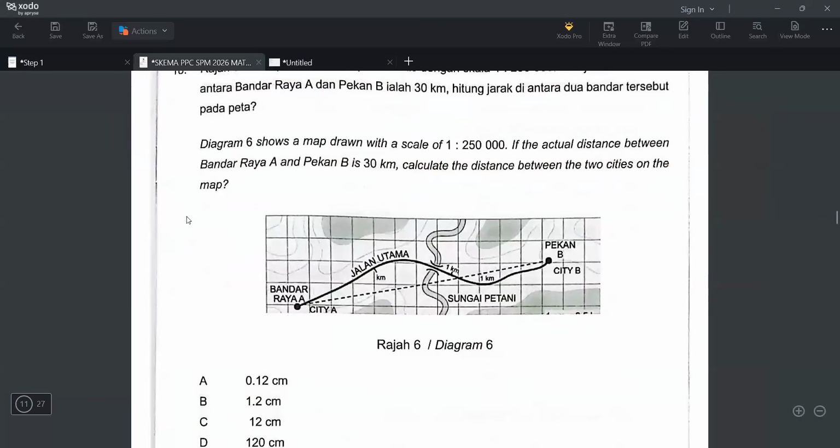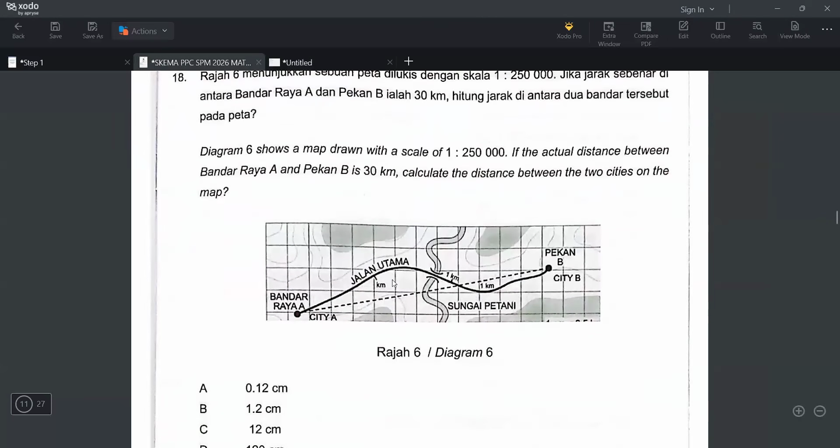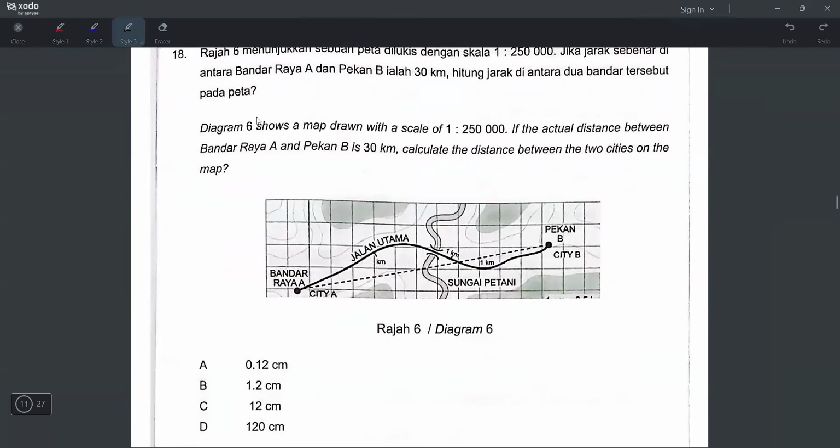All right, 18. This looks like a scale drawing question because I see ratio, I see a map. So it's pretty straightforward. Diagram 6 shows a map drawn on the scale 1 ratio 250,000. Okay, what you have to know about scale drawing is they will always give you image, ratio, object. So the image ratio is 1, object ratio is 250,000.